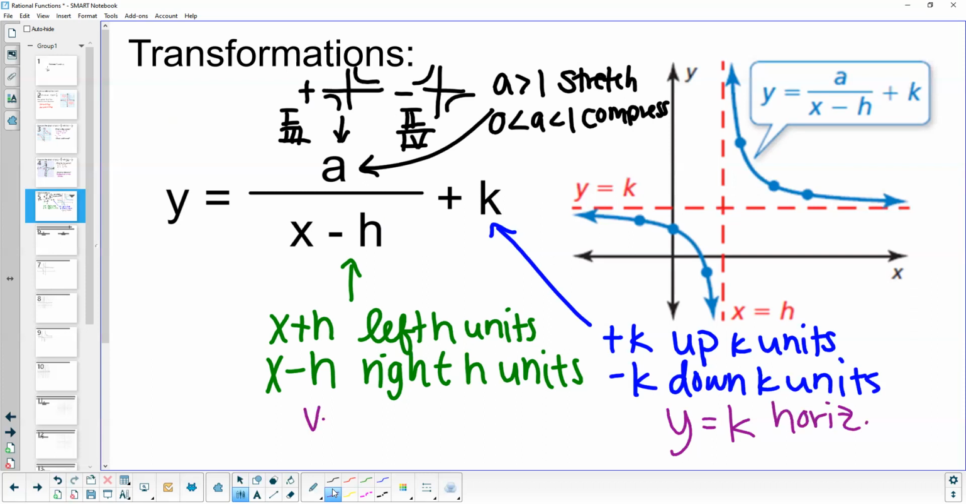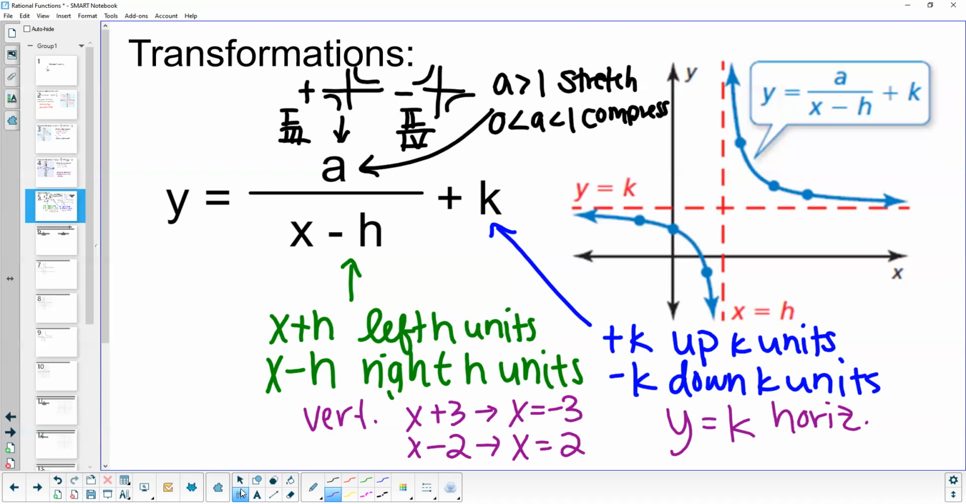Our vertical asymptote, similarly, is going to be related to wherever that h is. So that is going to be x equals h. If we see something like h plus 3, or h equals negative 3, I guess it's kind of the opposite of what we see. So if we see something like x plus 3, then our vertical asymptote is going to be at x equals negative 3 because it moves 3 to the left. If we say something like x minus 2, then our vertical asymptote is going to be at 2. So it's going to be that opposite sign, just like we see with a lot of functions.